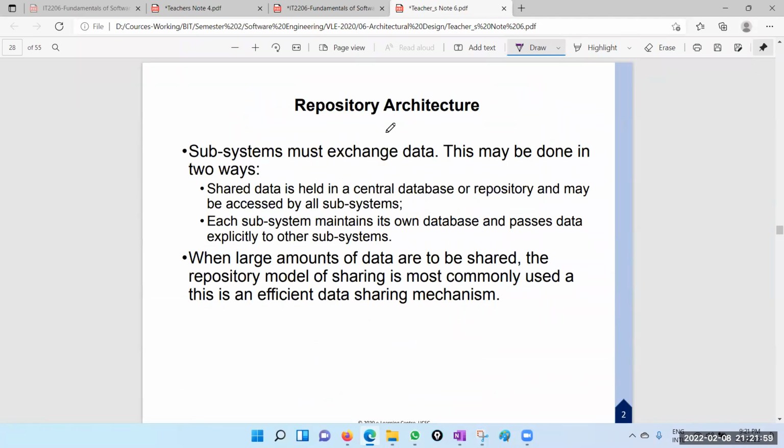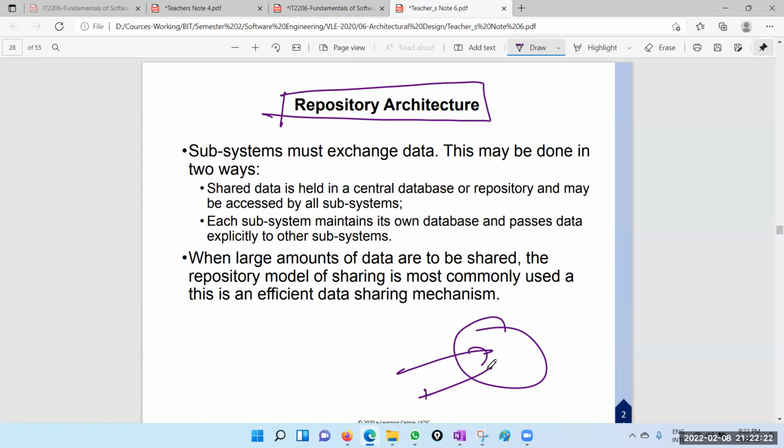Right. Now we are moving to our next architecture, repository architecture. Repository means a place where you save things, you keep things. It's something like a safe, something like a bag. So a repository is where you keep things so that later you can retrieve them. You keep or save things and later you can retrieve them. So that is called a repository. This is an abstract concept.